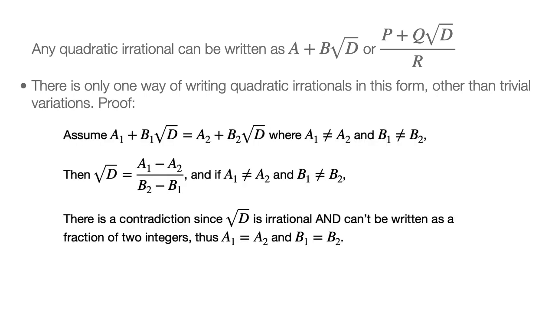Because if we assume a1 plus b1 times root d is equal to a2 plus b2 times root d, where a1 is not equal to a2 and b1 is not equal to b2, then we can rearrange root d into this fraction. And we can see that there's a contradiction, because if they're not equal, root d can be expressed as a fraction of two integers, which is impossible because it's irrational. Therefore, they are identical.